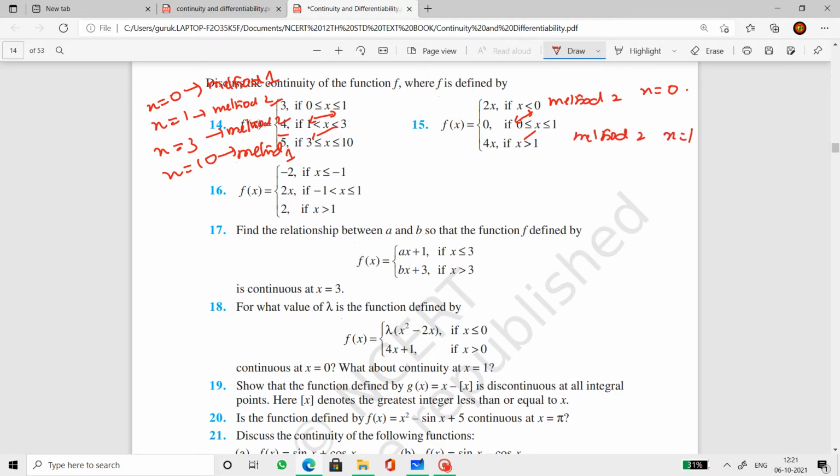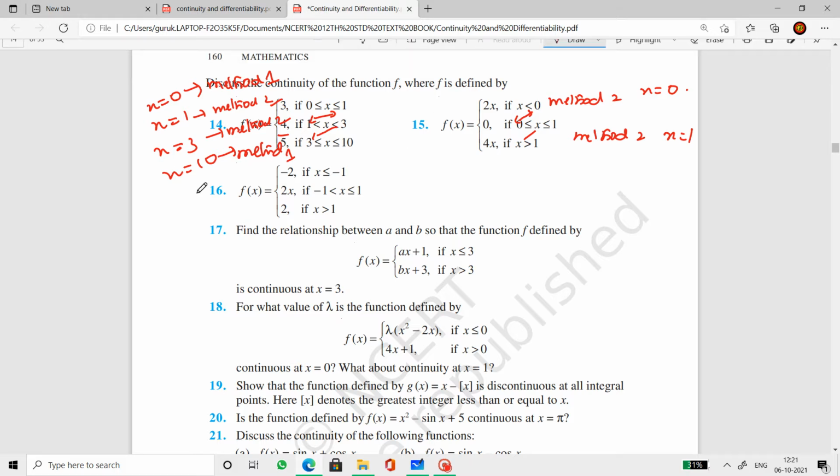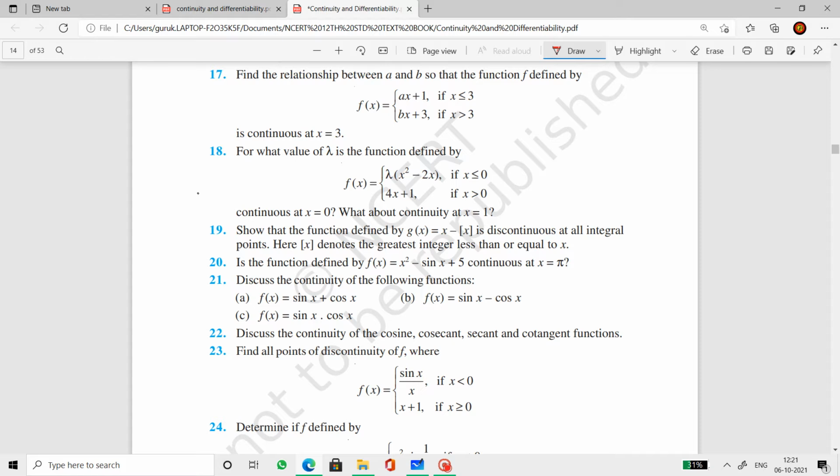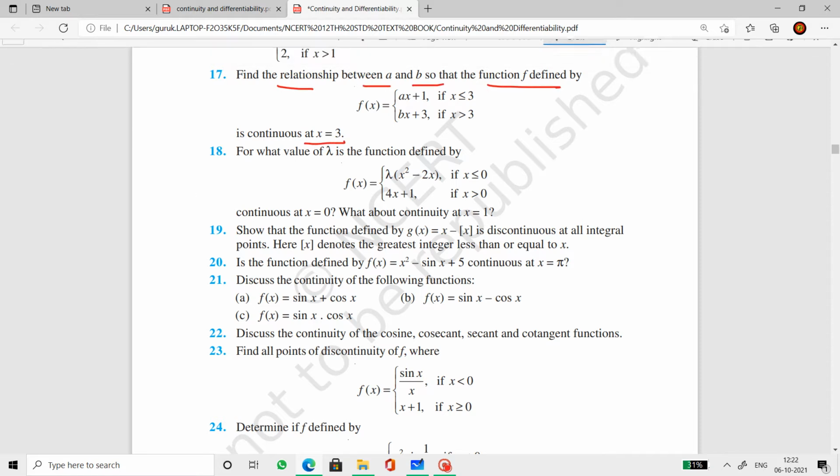Understood? Yeah, that is how we do 14, 15, 16. Now coming to the 17th question. Find the relationship between a and b so that the function is continuous at 3. So they said it is continuous. If they said it is continuous, left hand limit is equal to right hand limit, isn't it?